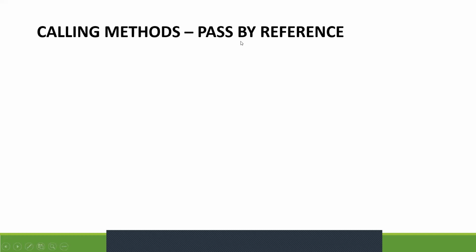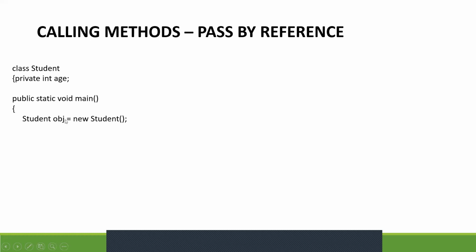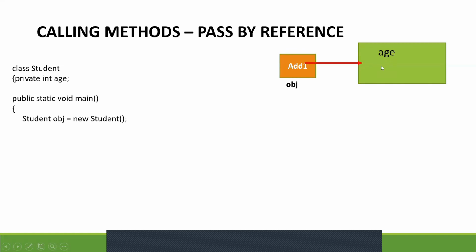Okay, so we're calling methods where we're saying pass by reference. So we have a class Student with an instance variable age, and in the main method, we are making an object of the Student class. Okay, so what does it have? Object, because it is not a primitive data type, it is a reference data type. The object variable will store the address where the instance variables are present, in this case, where the age variable is present. And initially, the age will have a default value of 0 whenever we create an object.